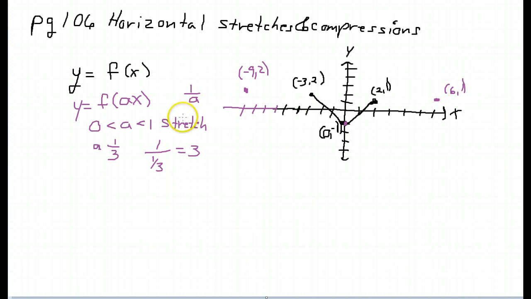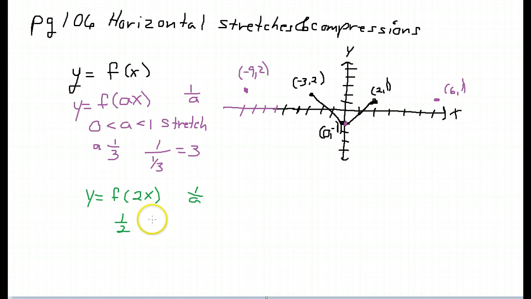So when a is a fraction, what it really does is it stretches it by a factor of 1 over a. Now, what if a were a whole number? I say, what if a were 2? So what if we were finding y equals f of 2x, with 2 in place of a? Remember, we take 1 over our a. So that means we take 1 over 2.